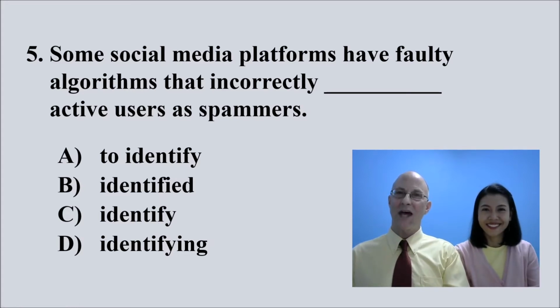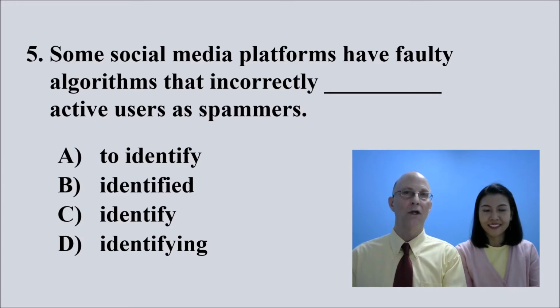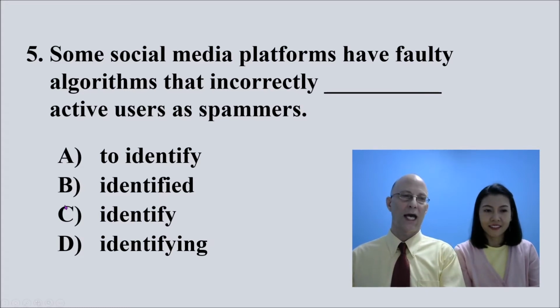If you delete that, you could use the to form here for A, to identify, as an infinitive of purpose for the first verb. But in fact, because we have that here, it is an adjective clause. And therefore, you need identify, or verb 1. C is the correct choice. 5. Some social media platforms have faulty algorithms that incorrectly identify active users as spammers.